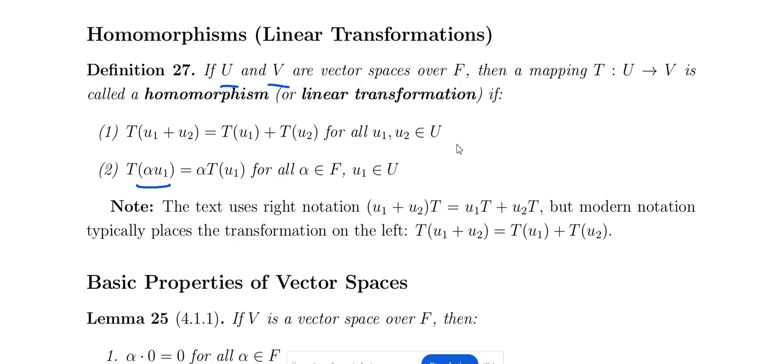If U and V are vector spaces over F, then a mapping T from U to V is called a homomorphism or linear transformation if T of u1 plus u2 equals T of u1 plus T of u2 for all u1, u2 belonging to U, and T of alpha u1 equals alpha times T of u1 for all alpha belonging to F and u1 belonging to U. So when these two properties are satisfied, the function from U to V is called a homomorphism.